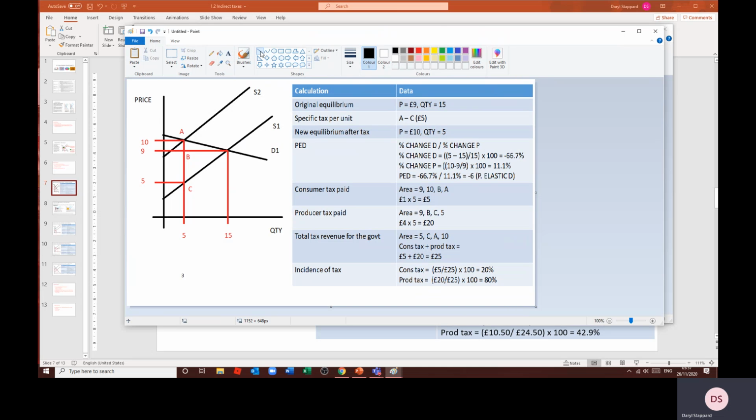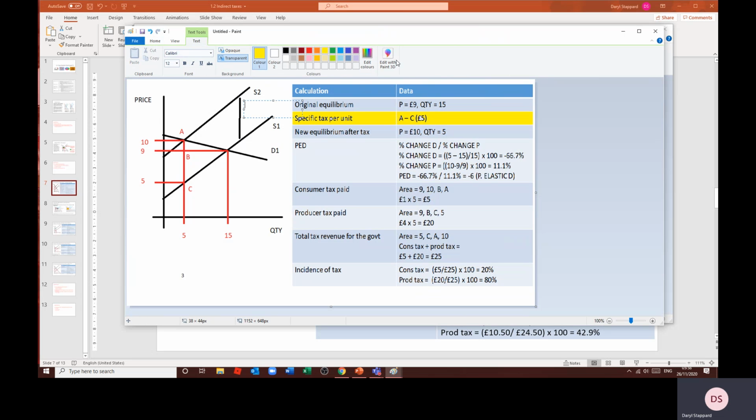Now again, let's do some of the things that we were doing before. Now remember, the vertical distance between the supply curves shows us the tax per unit. Now this time the tax per unit is going to be £5. There is a £5 tax per unit being placed on this particular product. So I'm just going to write that there. £5 tax per unit.